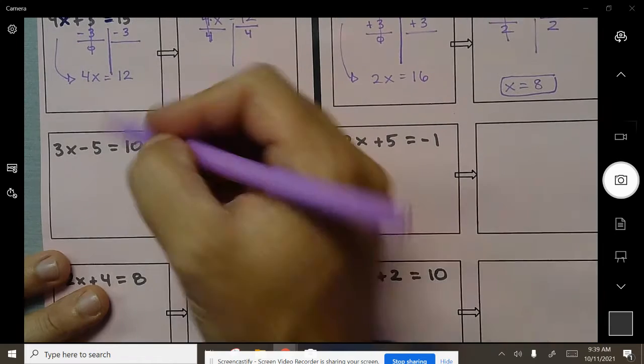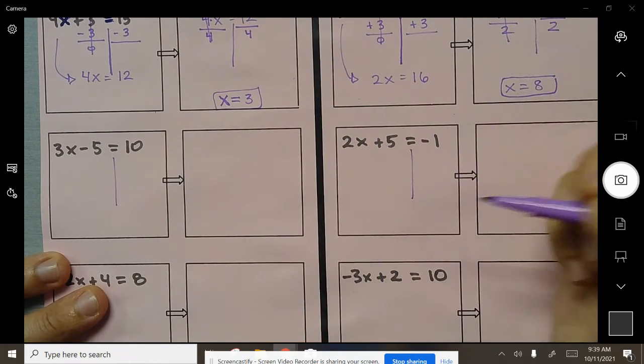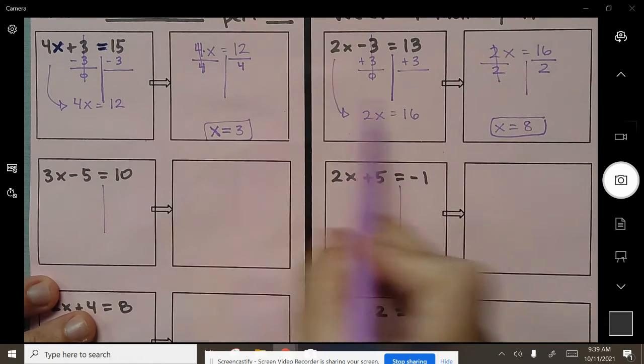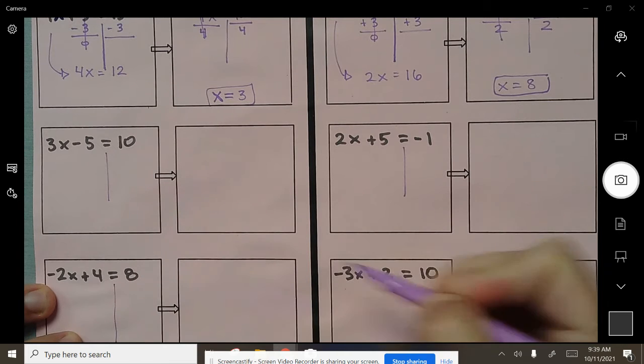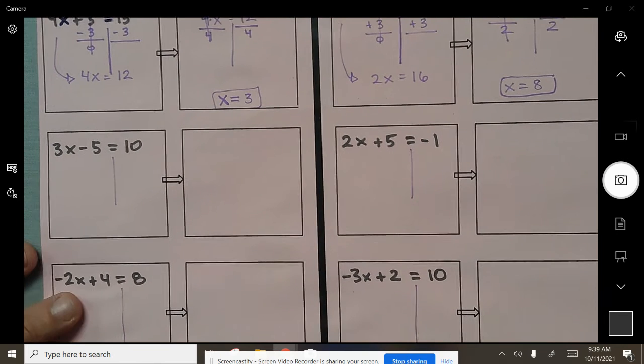All right. Go ahead and try these two on your own. Hopefully you did these on your own as well, but push pause and go ahead and try these two on your own. And then, all right, so now hopefully you paused.